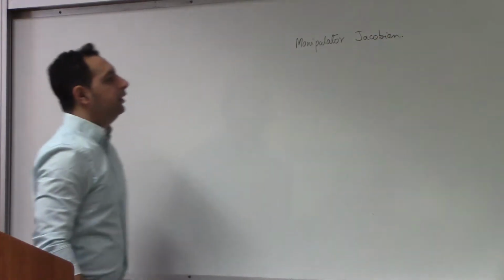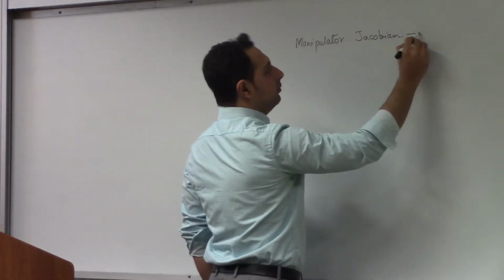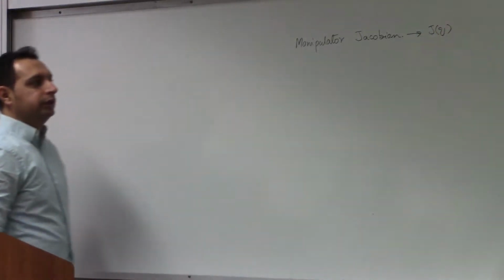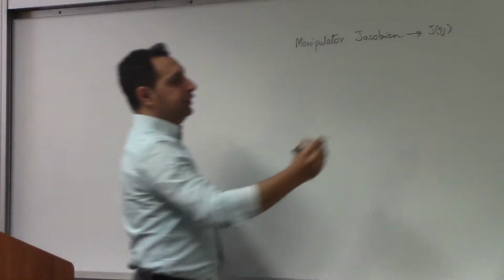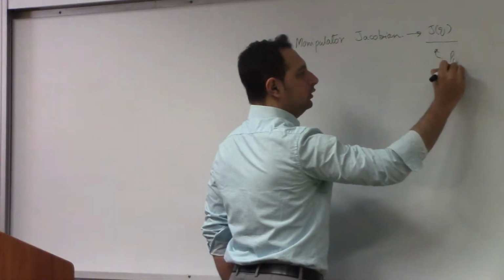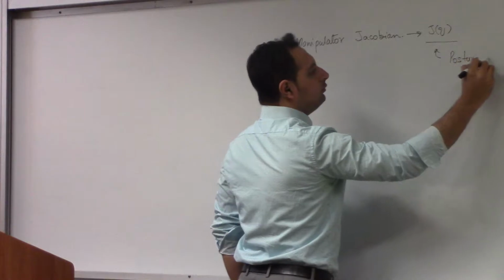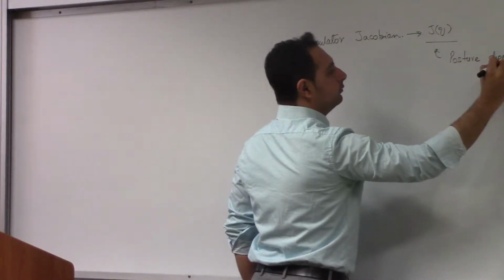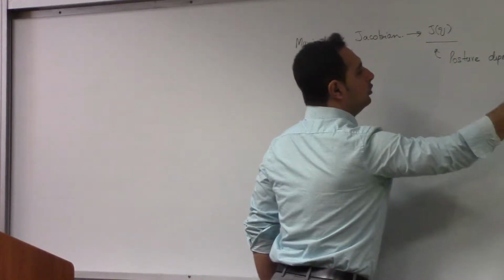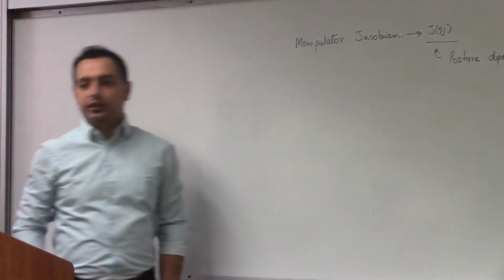The manipulator Jacobian is a posture-dependent matrix because it's a function of Q. Q is the manipulator joint displacement. So as Q changes, the Jacobian will change, because this is a posture-dependent matrix. So if I change Q, J of Q will change.